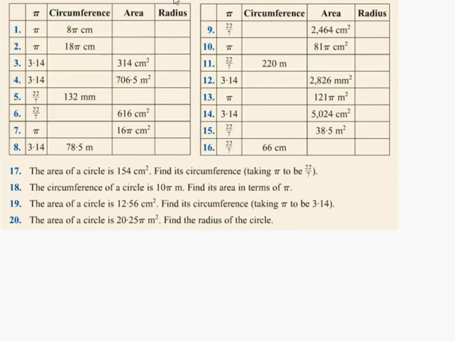What we have here is some questions, right? So we have circumference and area questions. They're all relating to the circle. So circumference is 2 pi r, area equals pi r squared. In the first one, we know that pi equals pi, and we know the circumference is 8 pi.